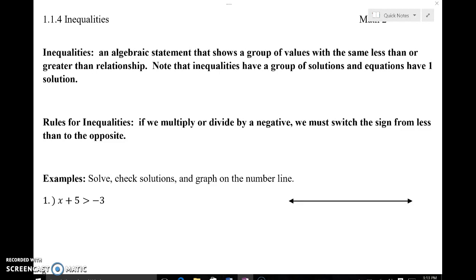Rules for inequalities. If we multiply or divide by a negative, we must switch the less than sign to the opposite. So if it's less than, it becomes greater than. If it was greater than, then it has to switch to less than. So you have to change the direction of the sign.